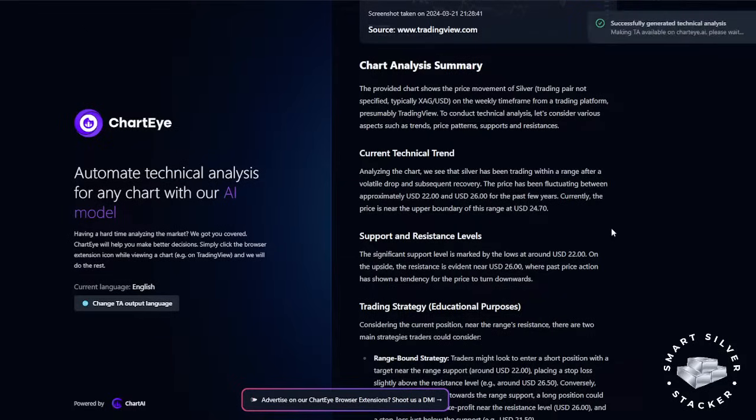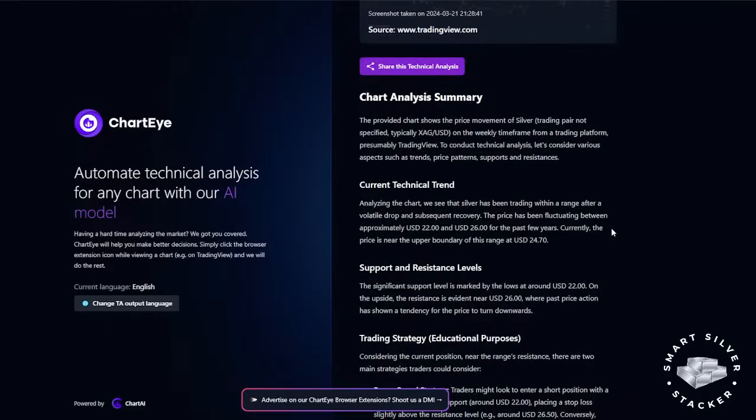Also, I just want to point out this software is going to give us some trading recommendations. It's important to note this is just for educational purposes. This is just an AI, so I don't even know what it's going to say yet, but don't go out there and assume that this is some kind of advice. This is just a free browser plugin, so take it with a grain of salt.